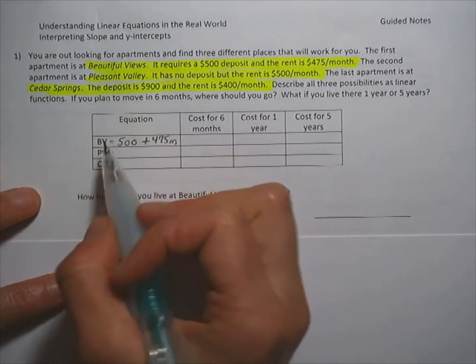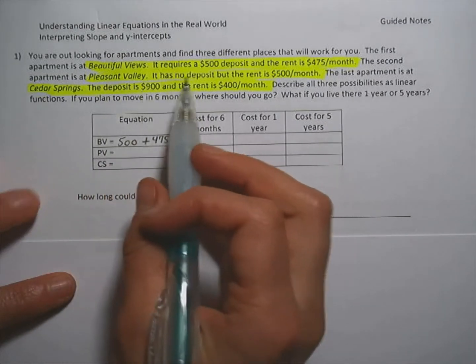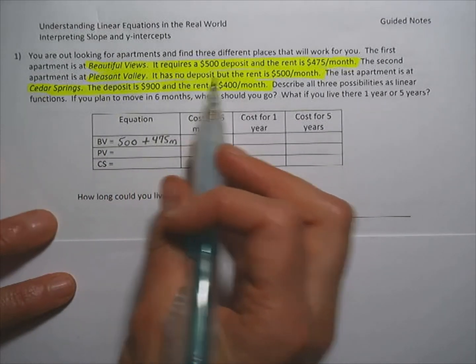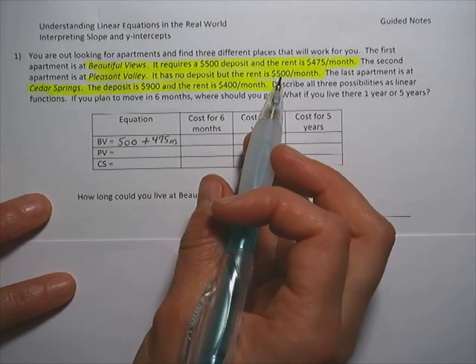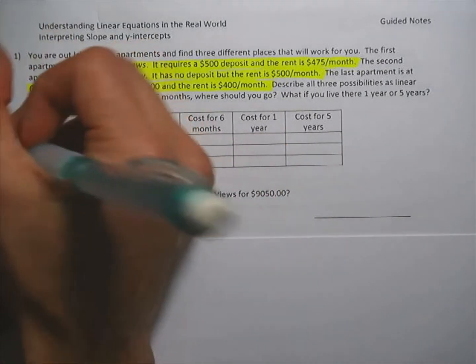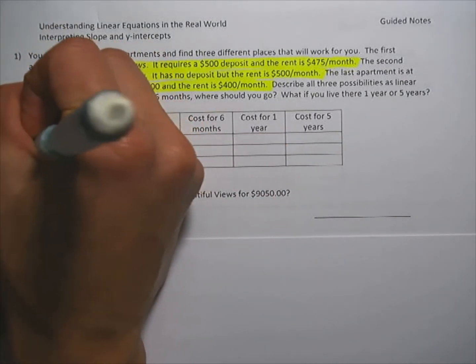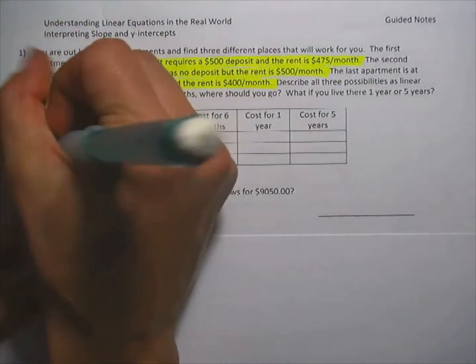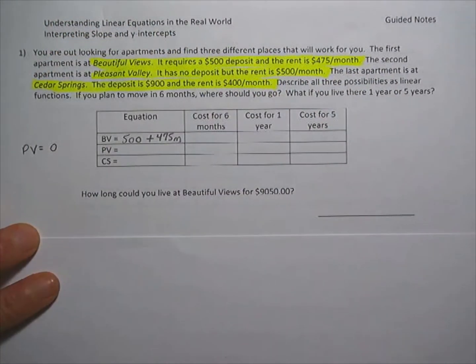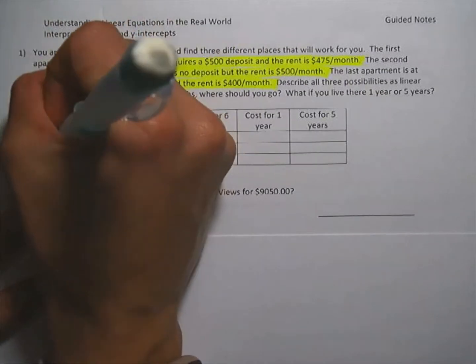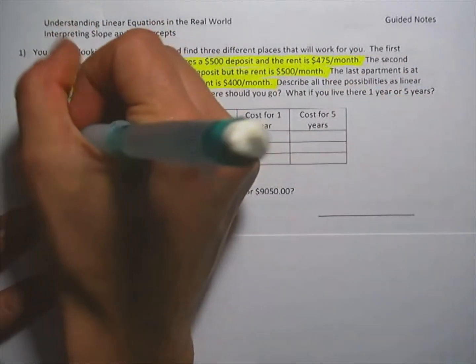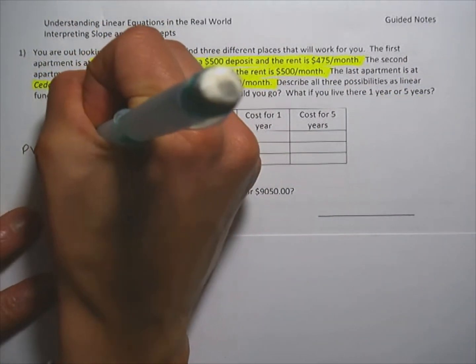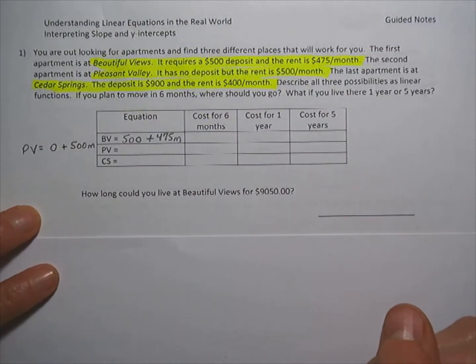Okay, so then keep going. Pleasant Valley, it says it has no deposit, but the rent is $500 a month. And so if I thought about that, I'm going to go to the side. If I thought about that, I wouldn't put anything down. So it'd be 0 deposit plus I'm paying $500 per month. So it would be 500 M.